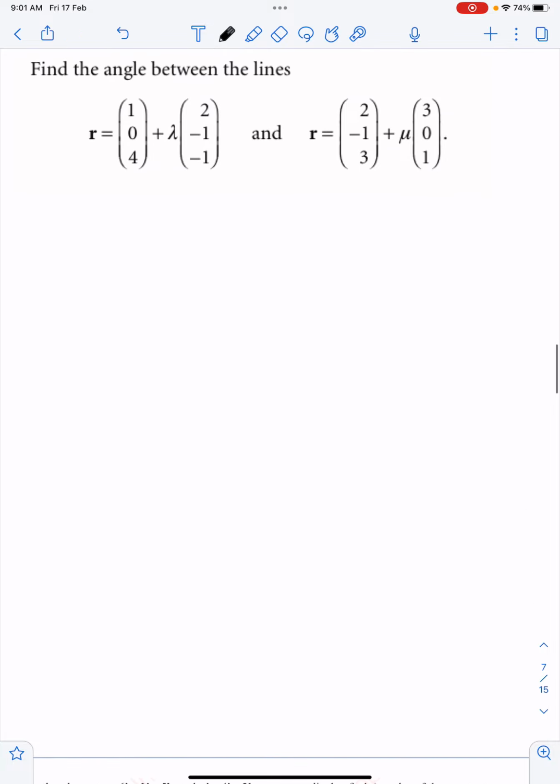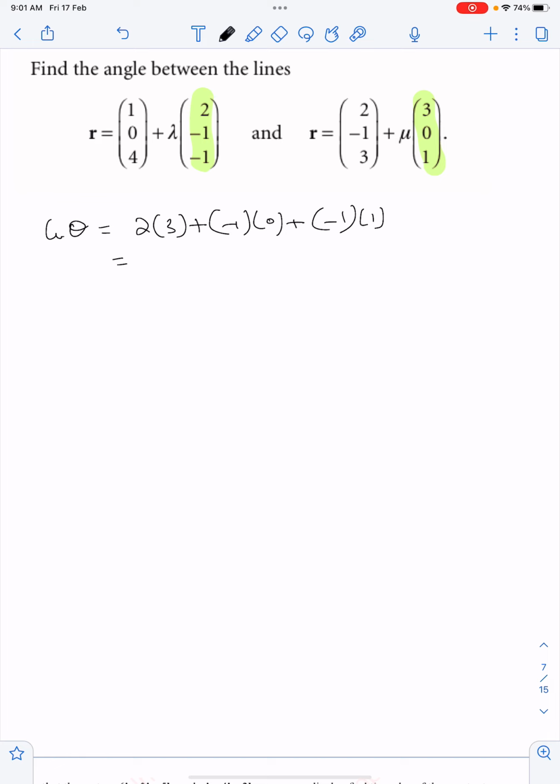Let's move on. The angle between two lines. Okay, this is the vector equation of a line. This is the vector equation of another line. We know this is the direction vector and this is the direction vector. To find the angle between two lines, we just have to find the angle between the direction vectors. So you have to take this and find the dot product. So cos of theta equals, if I take the dot product, 2 times 3 plus negative 1 times 0 plus negative 1 times 1.